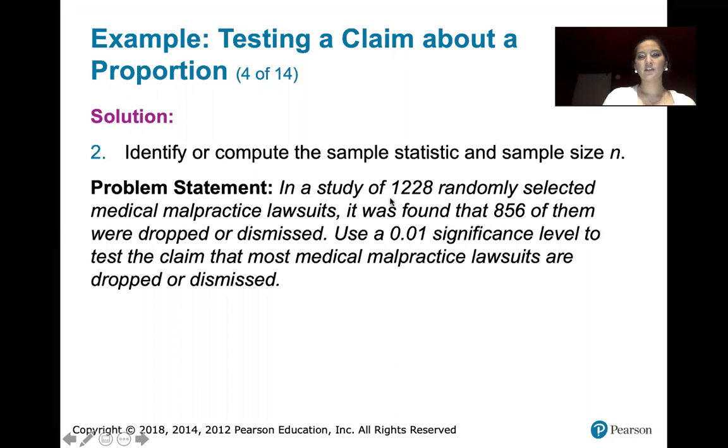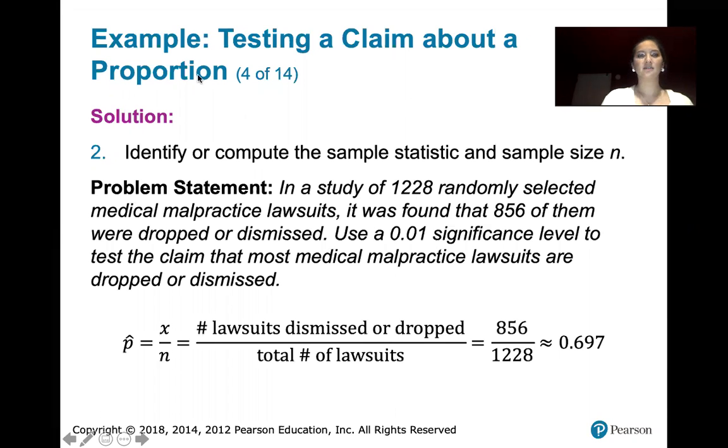So I've got 1,228 lawsuits, and 856 of them were dismissed. Thinking of a lawsuit that is dismissed or dropped as a success, p hat is the number of successes, which is 856, divided by the total number of lawsuits, which is 1,228. If we evaluate that with a calculator, we find that it is approximately 0.697. And the sample size is 1,228.